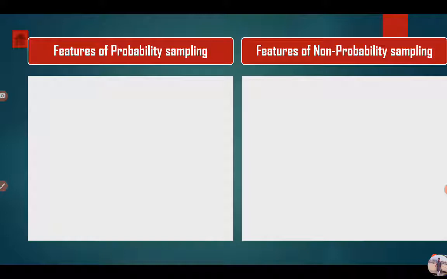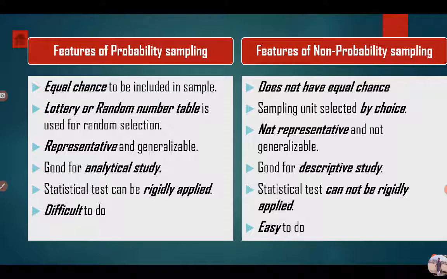Here are some features which differentiate probability sampling technique from non-probability sampling technique. In probability sampling technique, the subjects have an equal chance to be included in the sample, but in non-probability sampling techniques, there is no equal chance. A lottery or random number table is usually used for random selection in probability sampling technique, but in non-probability sampling, it is totally done by the choice of the researcher.